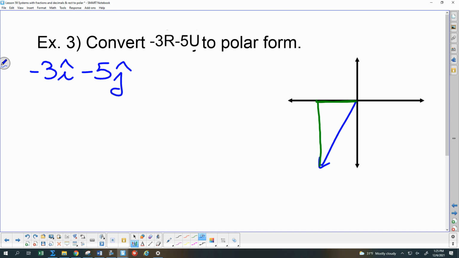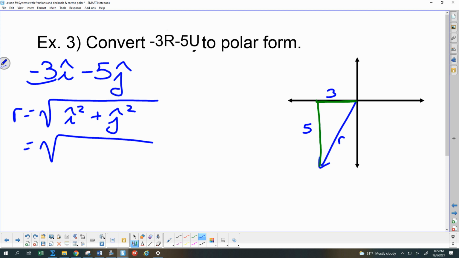Label what I know. I went 3 this way and 5 this way. I need to get the hypotenuse. So my formula says that the hypotenuse is the square root of i hat squared plus j hat squared. So I don't really care about the minus sign. 3 squared is 9. 5 squared, or negative 5 times negative 5, is 25. So I still have square root of 34 like I had on the last one, since I'm still using 3 and 4. And so we said that decimal was 5.831.